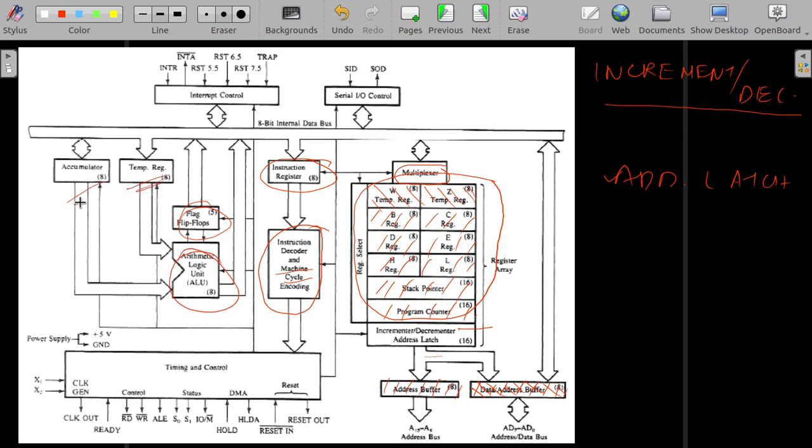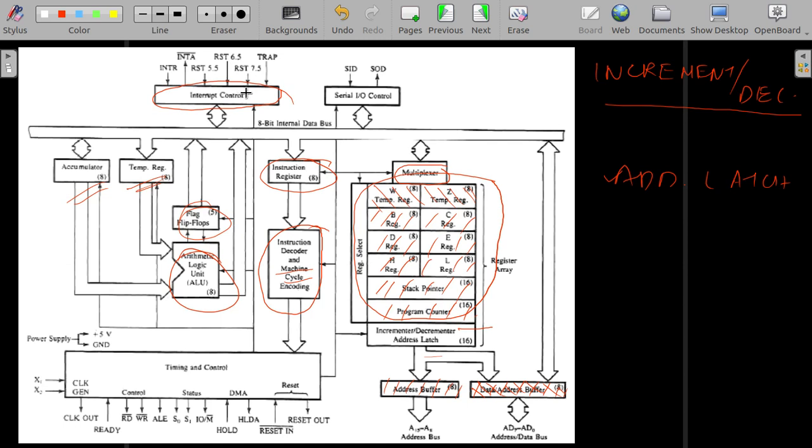Temporary register and accumulator. Okay, so then there is an interrupt controller. So what is an interrupt? You know what an interrupt is. Anyway, we will deal with the interrupts one by one. An interrupt is anything that interrupts the current flow of execution of instructions, and it will ask the processor to do something else. That is an interrupt. So this 8085 has a certain number of interrupts and they are connected to the interrupt control.